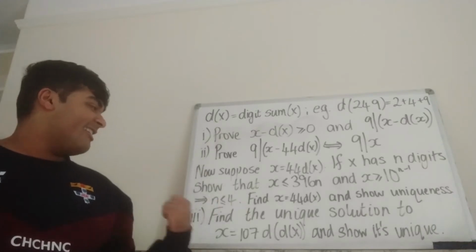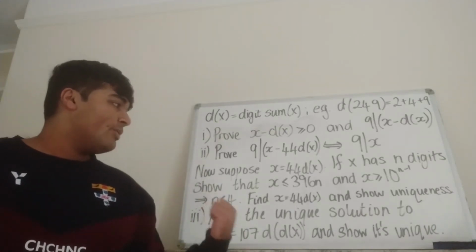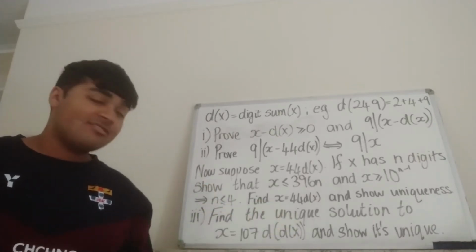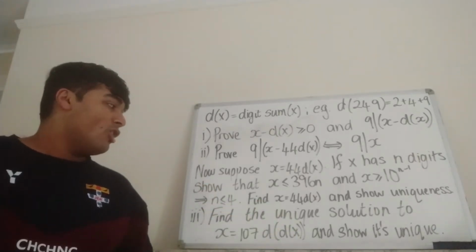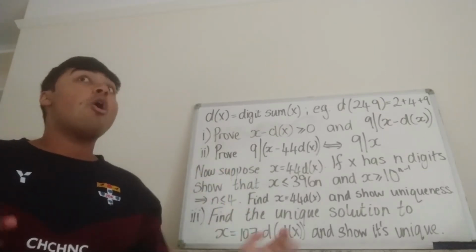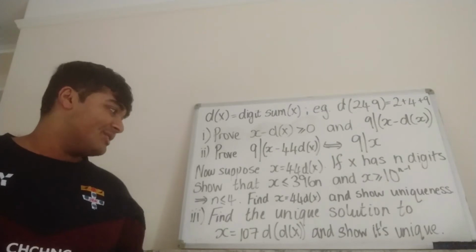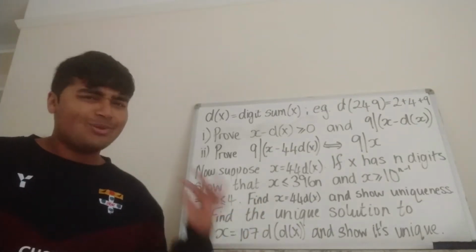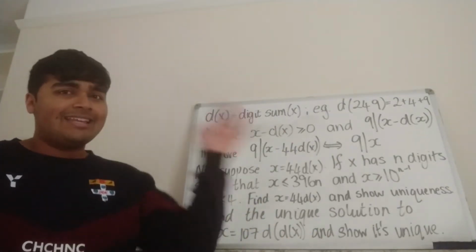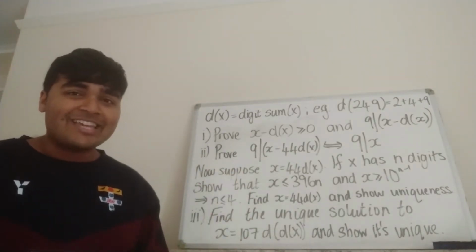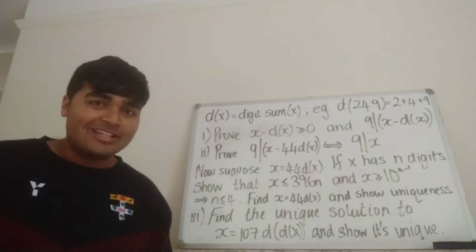Okay, the final part of the problem is we want to find the unique solution to x equals, now this guy here is 107 d of d of x, so the digit sum of the digit sum of x. And we want to show that that is a unique solution to this equation here. Okay, so a lot of different parts to this problem here, getting more and more difficult as you go down. But if you want to have a go at this problem, pause the video now and give it a go for yourself. And I'm going to jump straight into a solution.